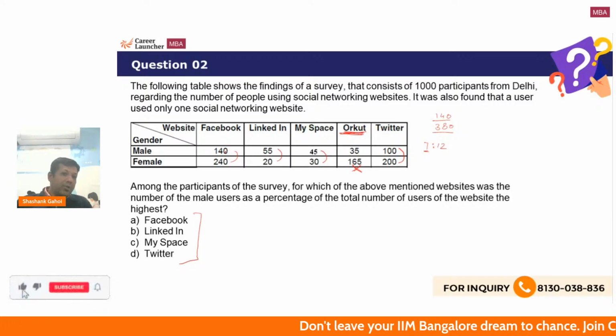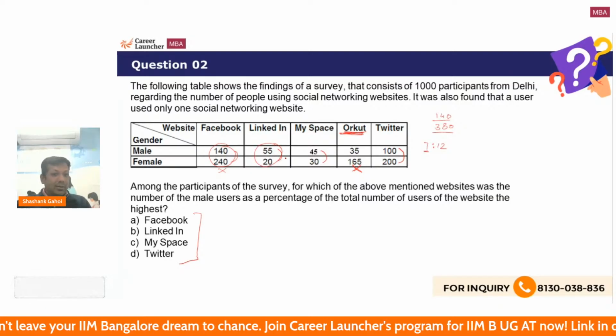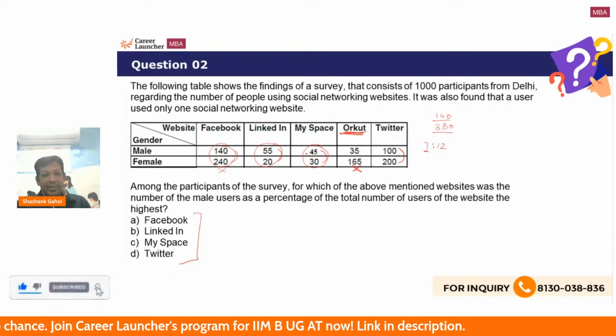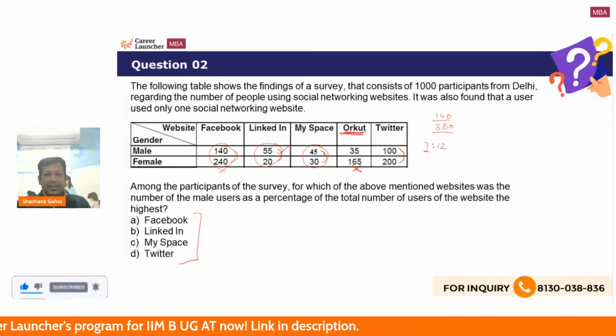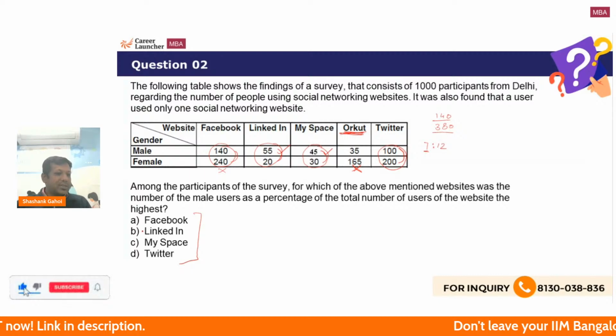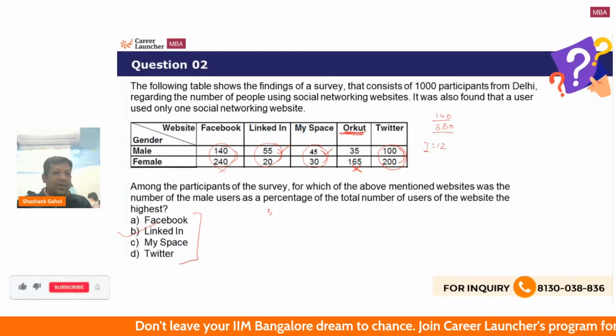So do I need to calculate anything? No. This is out because males are very less. This looks like the highest value. This also looks like it is not the highest value because definitely this is greater than this. And this is definitely not the highest value. So the answer directly comes out to be option B, that's LinkedIn. Try to understand. That is 55 is to 20.